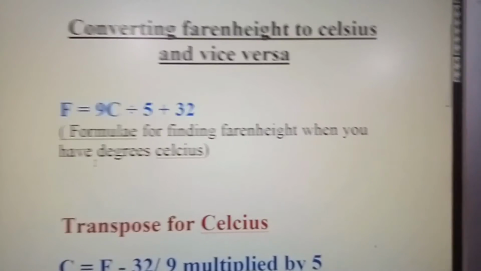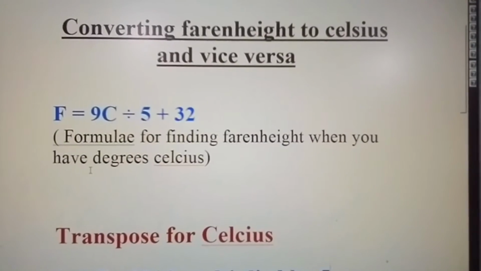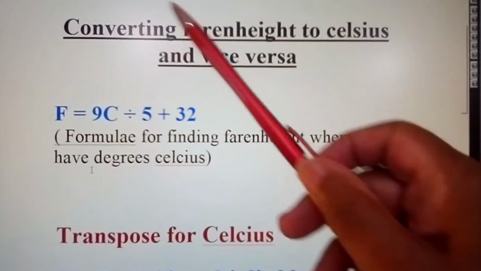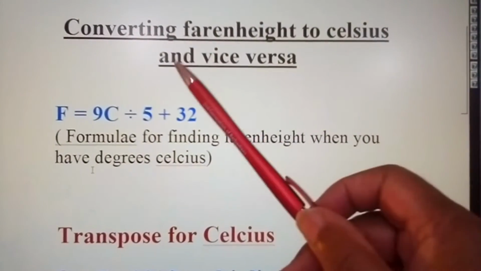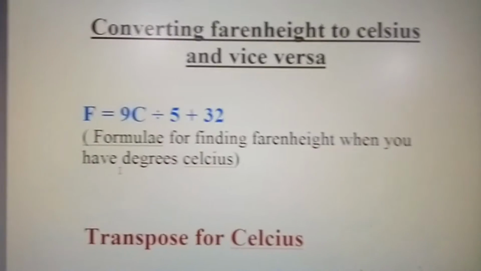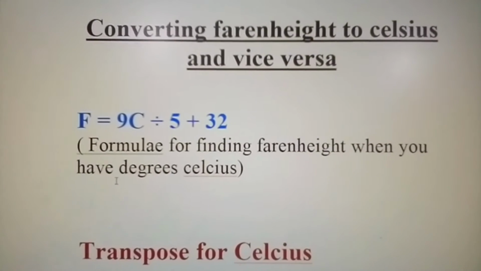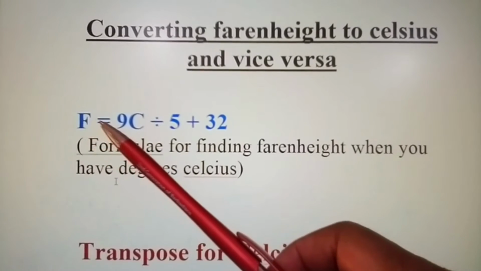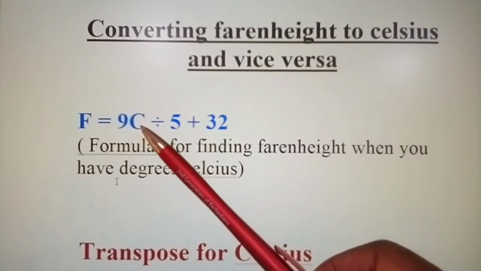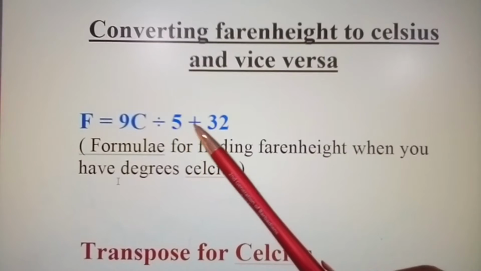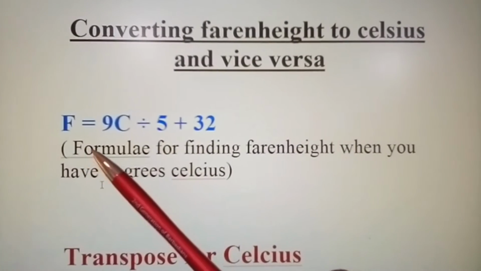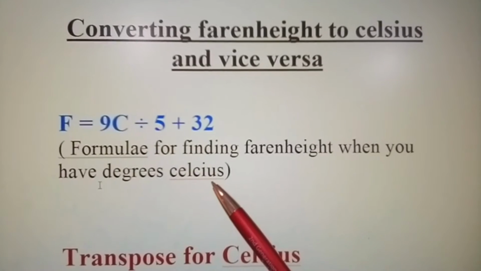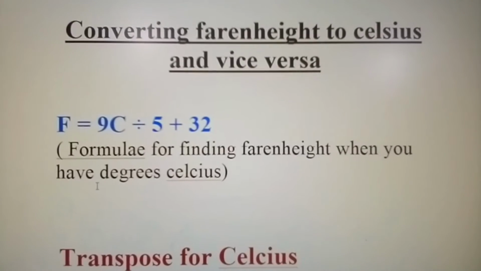Okay, welcome back. What we want to look at today is converting Fahrenheit to Celsius and vice versa. The formula for finding degrees Fahrenheit: F equals 9 times C divided by 5 plus 32. And this is the formula for finding Fahrenheit when you have degrees Celsius.